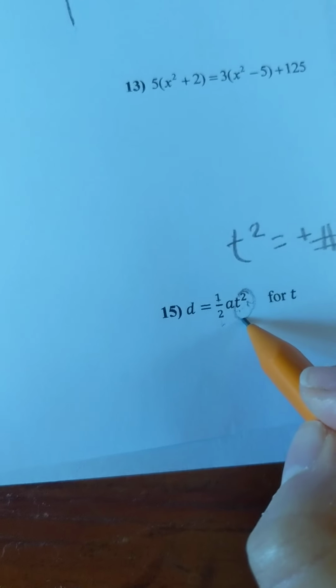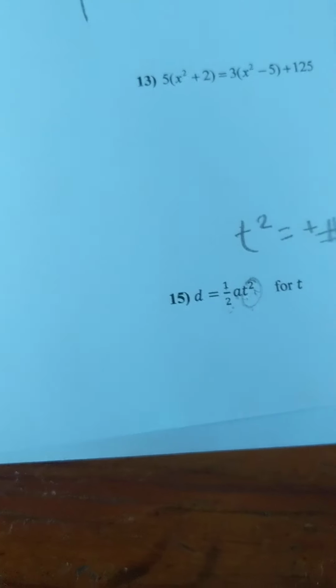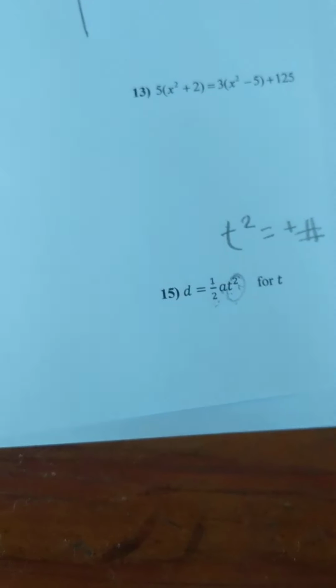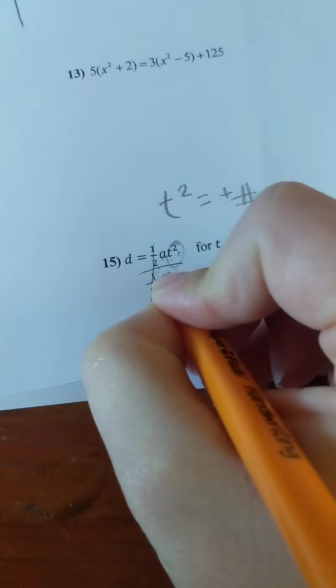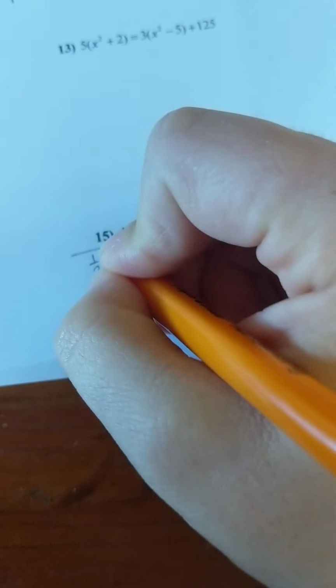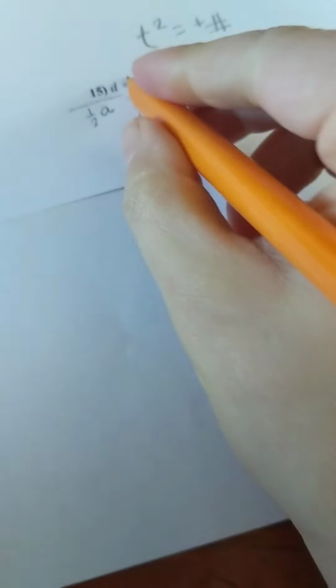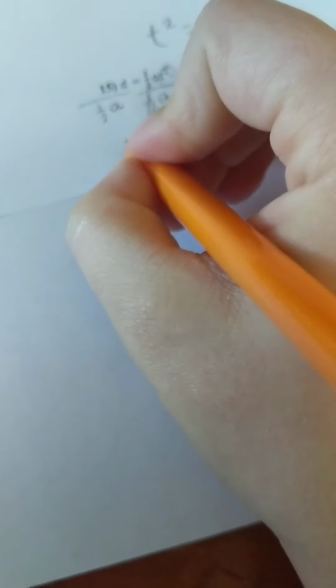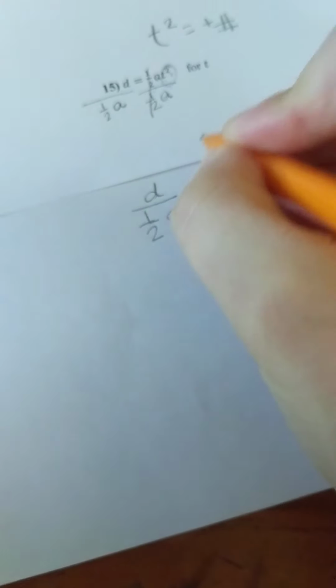So what things are bothering that t squared? Well, that 1/2 and that a are bothering it. And what operation is bothering those variables and numbers? Multiplication. So I'm going to divide by 1/2, and I'll divide by a to get my t squared by itself. And on this side, I'll divide by 1/2 and divide by a to get my t squared by itself. So on this side of the equation, I have d over 1/2 times a equals, and on this side, I just have t squared.